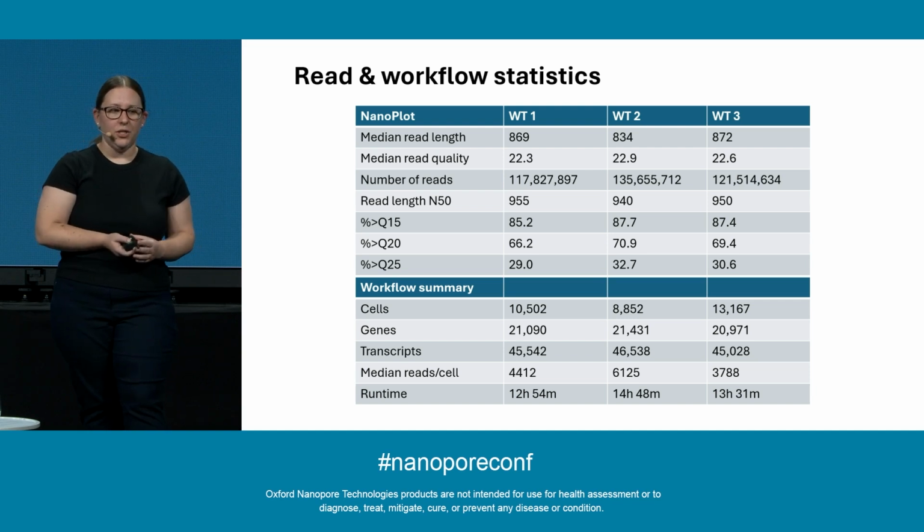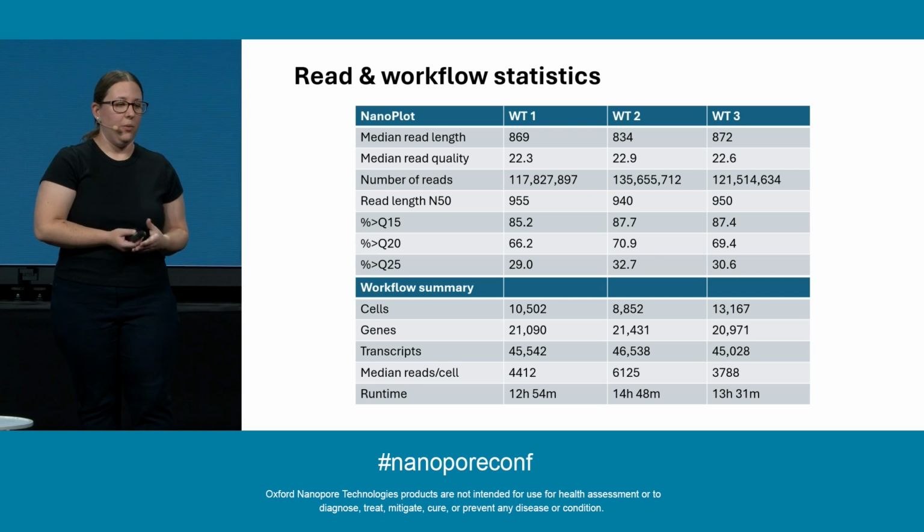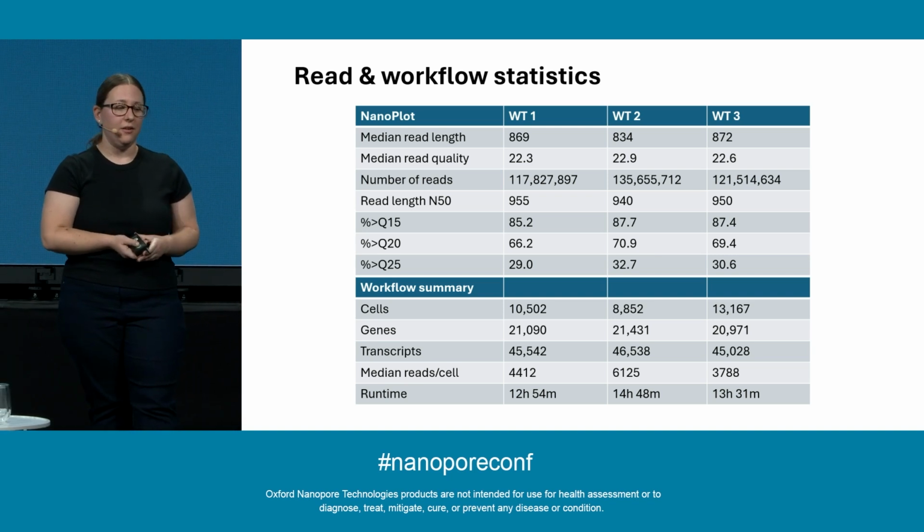And then our median read quality was 22, which was much higher with this new implementation of Dorado. I had done some previously where it was much lower. So this is just continuing to improve. And then finally, from ONT's workflow, it will tell you how many high-quality barcodes it has identified, or number of cells. And we can see for each sample it is around 10,000, so that's kind of on target.